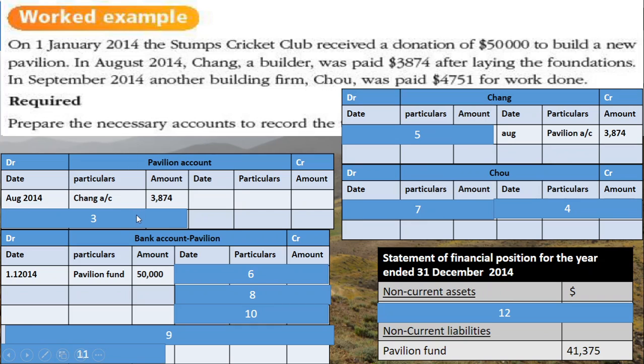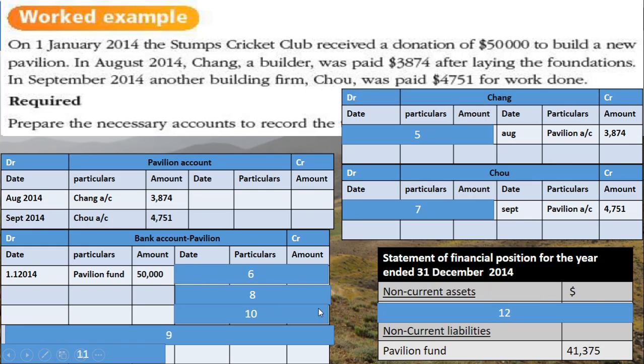Then in September, another firm, Chow, has built 4,751 worth of pavilion. So the pavilion account has been increased by that portion, and at the same time we need to show Chow a payable of 4,751. So you go to Chow's account, and on the credit side you have pavilion account, 4,751 payable to Chow. That's it. In the bank account, there's a fund of 50,000 that had been raised, that has been received as a donation. You can see here on the debit side.